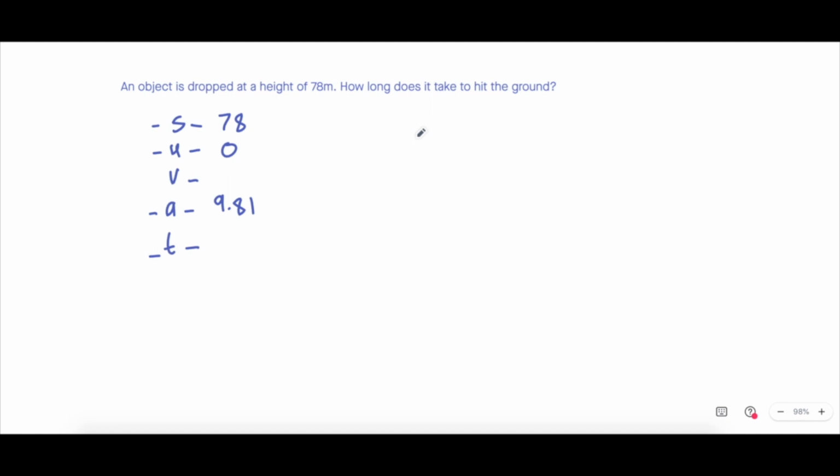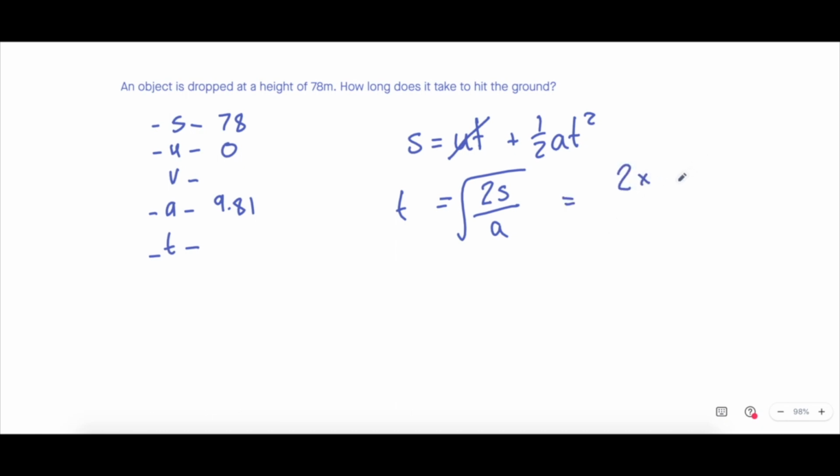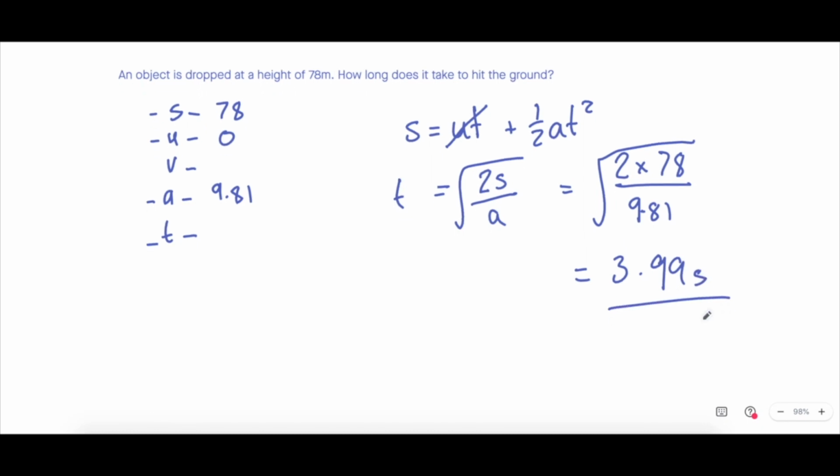The equation you're going to use is s equals ut plus half at squared. Because u is 0, we can cancel out this term, because 0 times t is just 0. Then you can rearrange your equation so that 2s divided by a gives you t squared. So we can square root all of that to give us t. That would give us 2 times 78 divided by the acceleration, which is 9.81, and then square root all of that, and you should get the answer: 3.99 seconds.